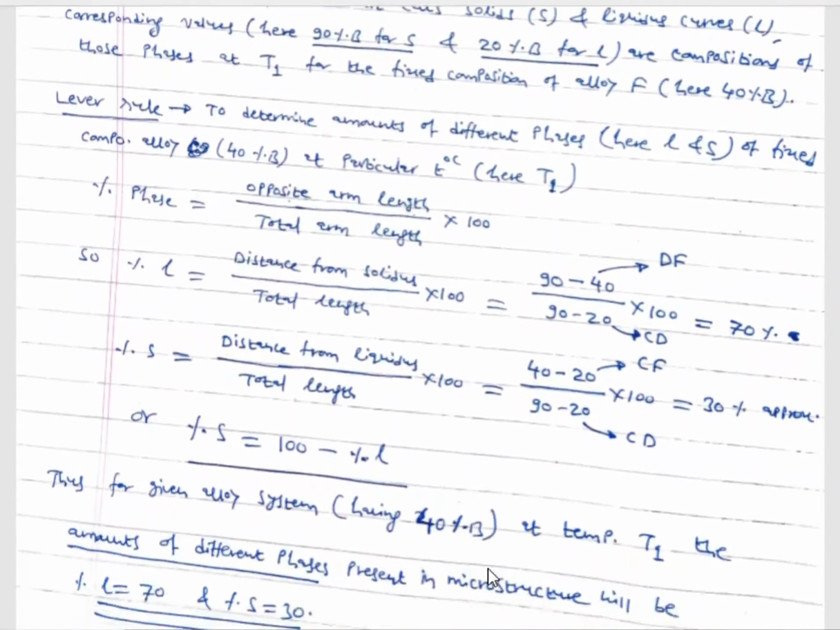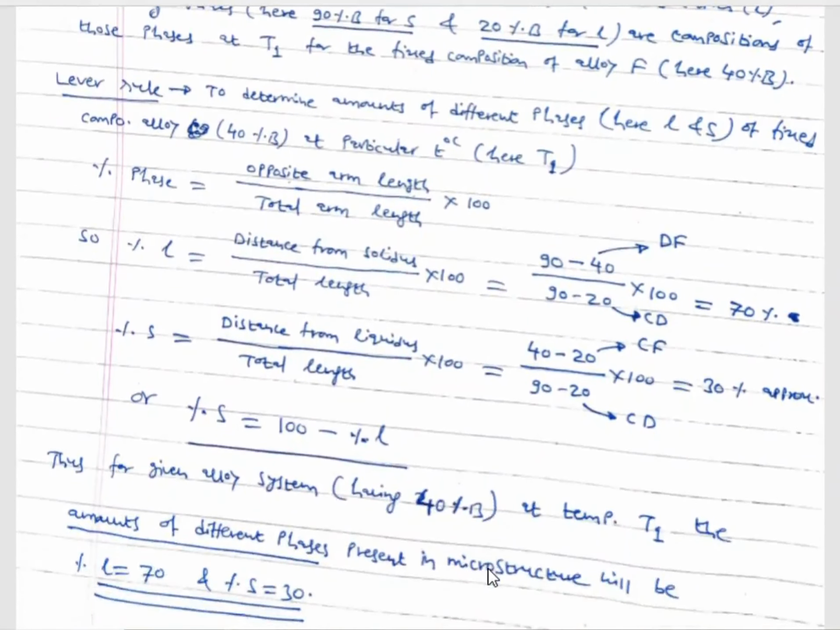Thus, for the given alloy system having 40% B and 60% A, at temperature T1, the amounts of different phases present in the microstructure will be percentage liquid 70 and percentage solid 30.